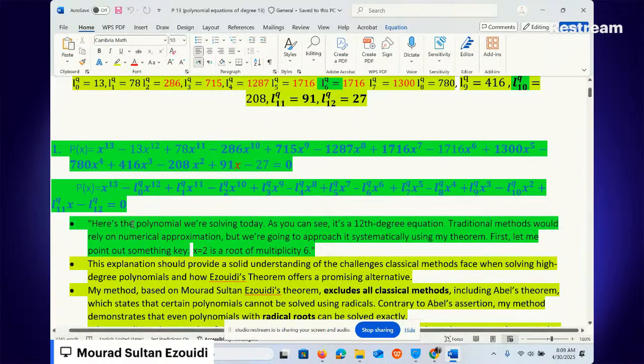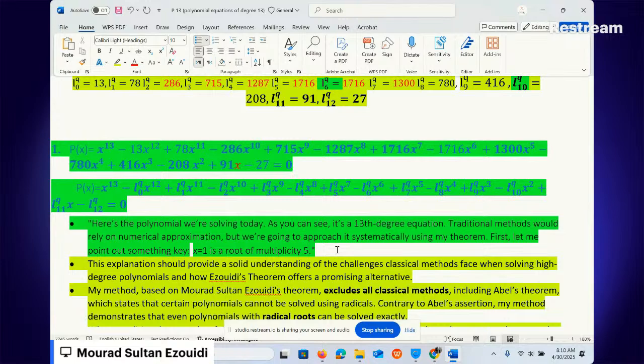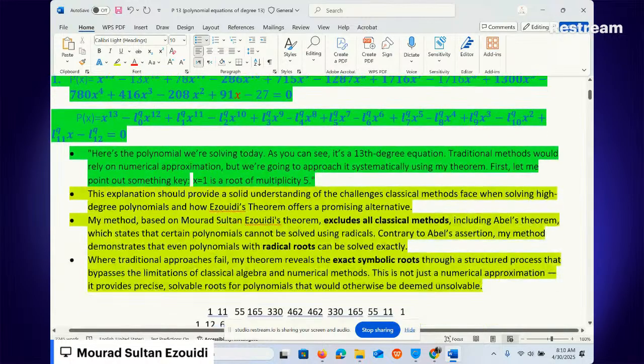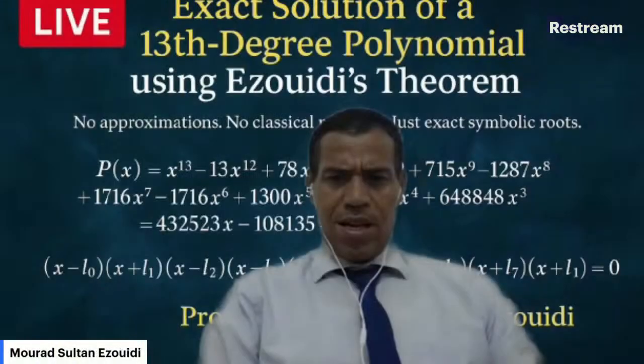Here, in fact, is the formula we are solving today. As you can see, it is a 13-degree polynomial equation. Traditional methods would rely on numerical approximation, but we are going to approach it systematically using my theorem. First, let me point out something. When x is equal to 1, it is a root of multiplicity 5. And the other roots are equal to 1 plus 13 raised to the power 9 over 8 exponential 2k plus 1 i5 divided by 8. Okay. So here, in fact, this explanation, my professors, teachers and colleagues, you will see that.